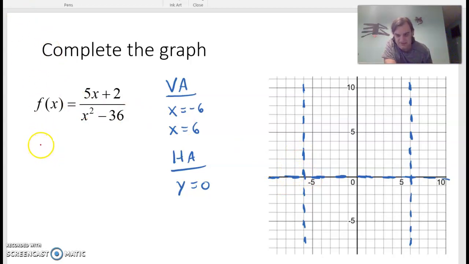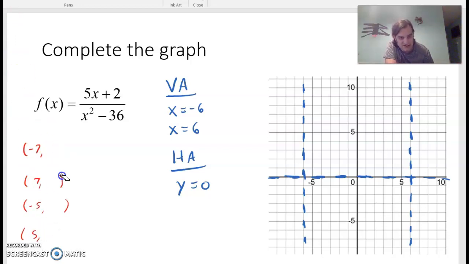So we're going to pick something to the left of -6, so maybe -7. Okay, and the function, I'm sorry, was 5x plus 2 over x squared minus 36. And then we need something to the right of 6, which might be +7, and then something close to -6, so let me use -5. And then something close to 6, so I'll use +5.